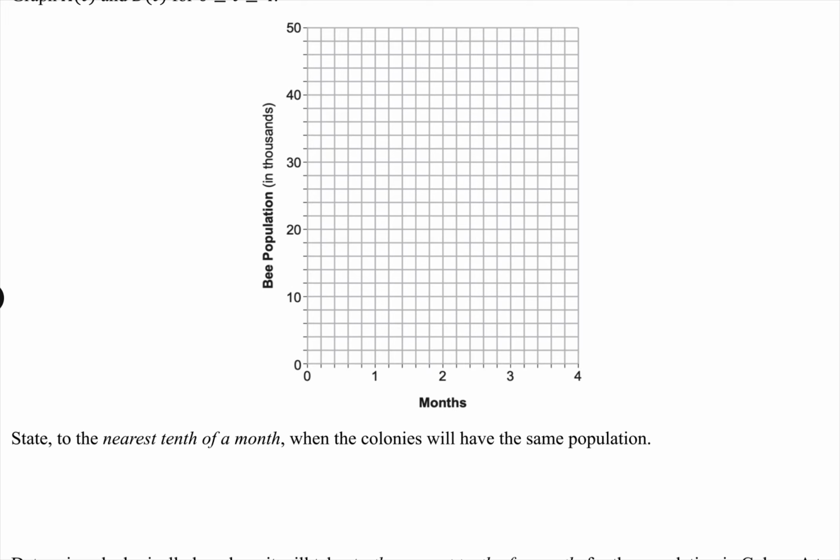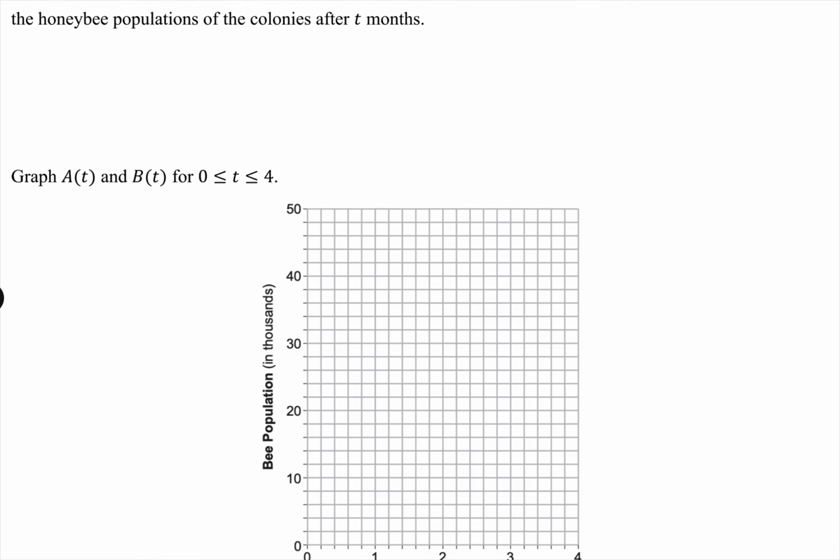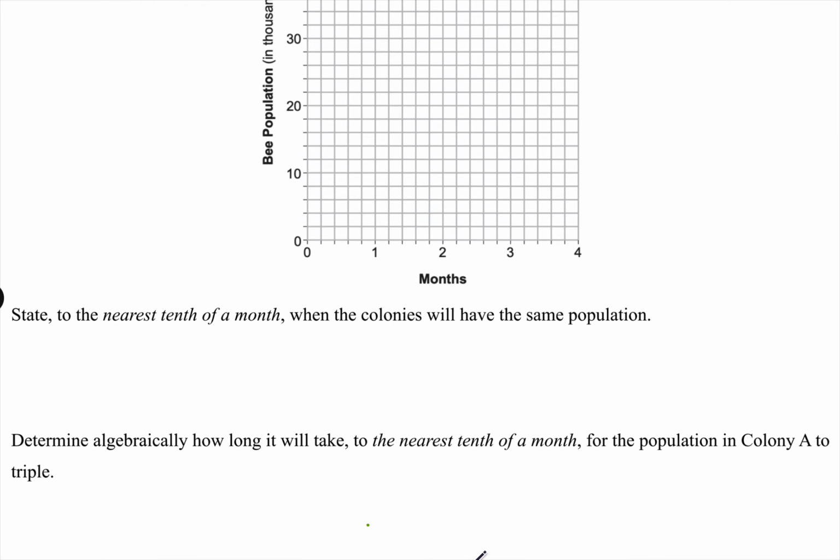Last one, as I go down, and this is taking us forever, but it's a 6-point question, so it's worth a lot. Determine algebraically how long it will take to the nearest 10th of a month for population in colony A to triple. In this case, we're still using that same function as before for colony A, except I want to know when it's going to triple. So if I started at 10,000, what do I want my final answer to be? I want my final answer to be 30,000.